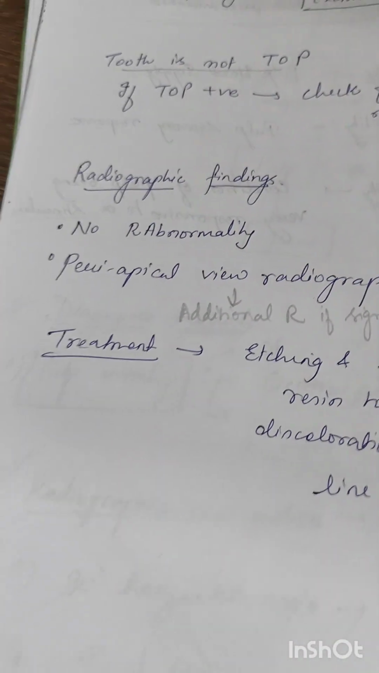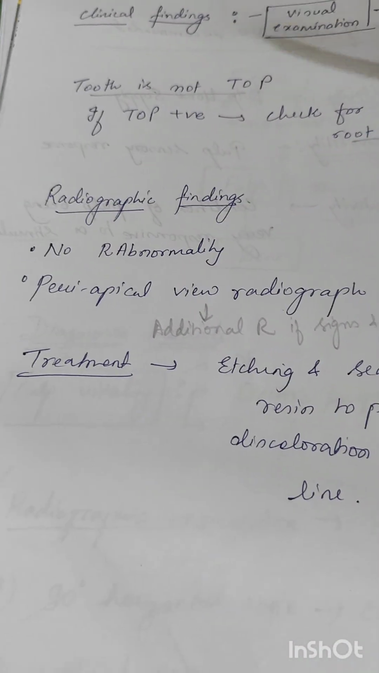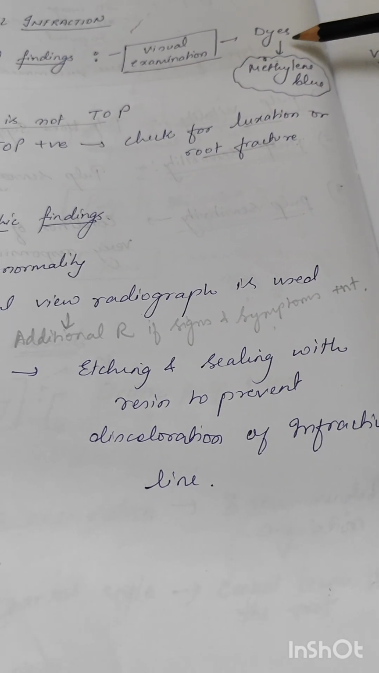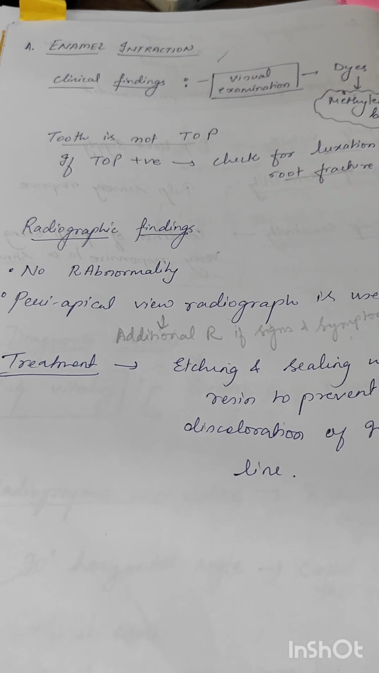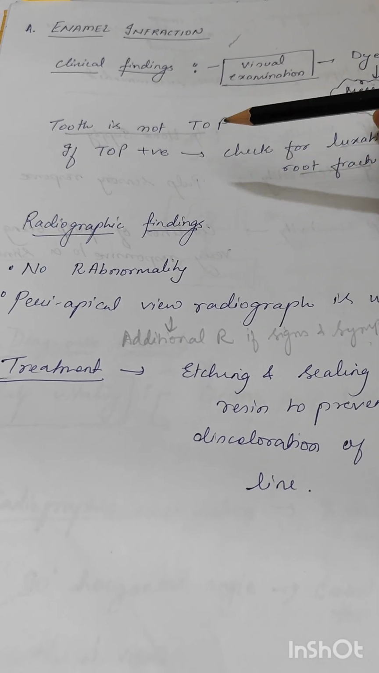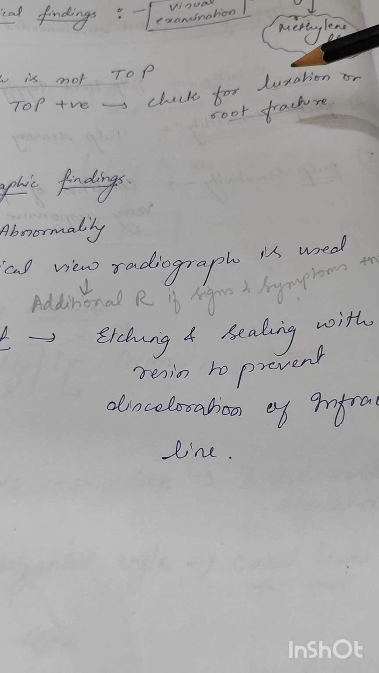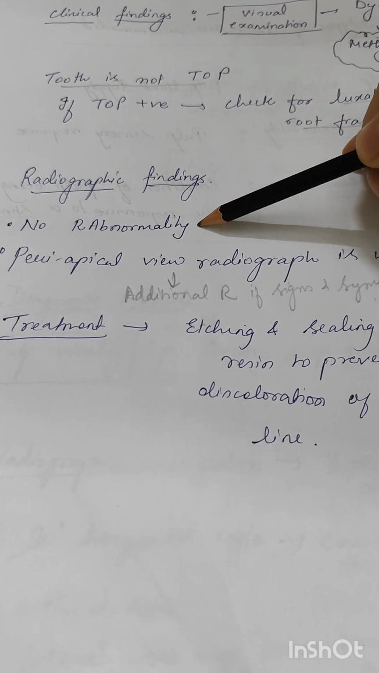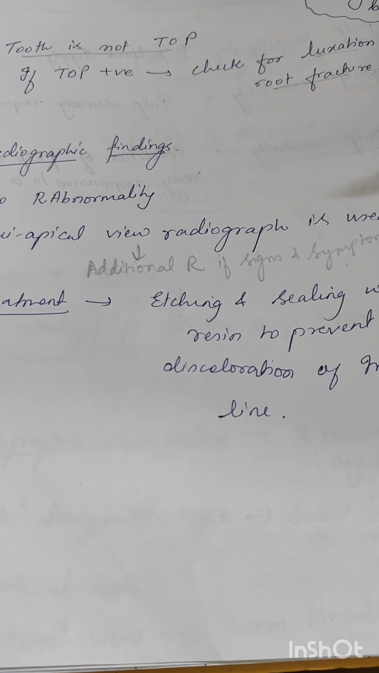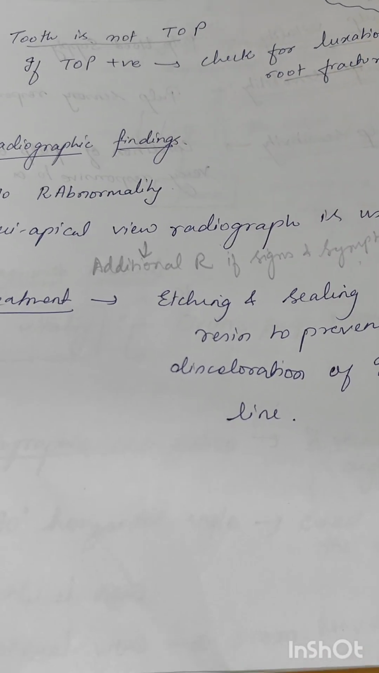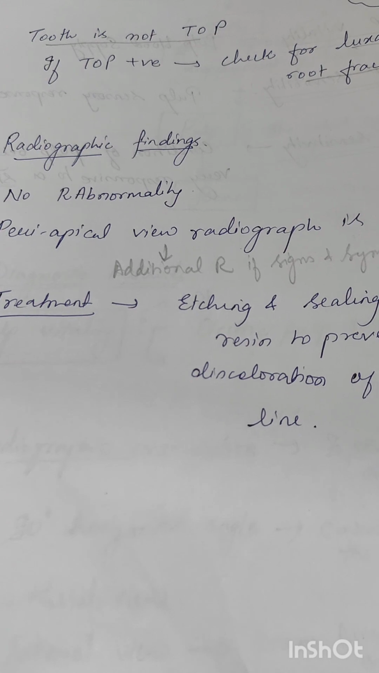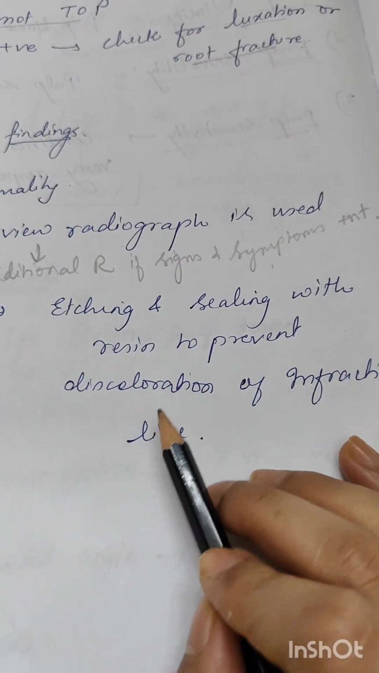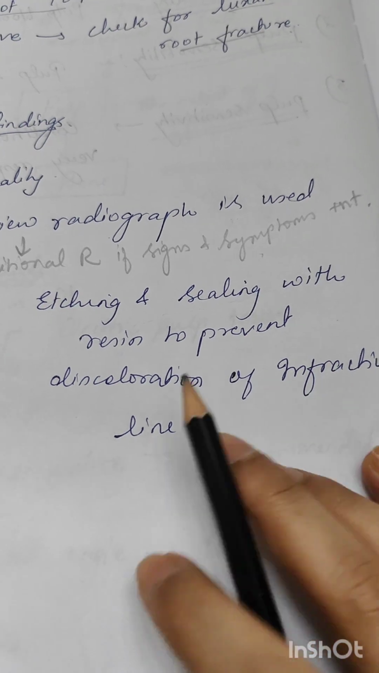Okay, once again, enamel infraction. Clinical findings: visual examination can be done with dyes like methylene blue. Usually the tooth is not tender on percussion; if it is, check for luxation or root fracture injuries. Radiographic findings: usually no radiographic abnormality. A periapical view radiograph is used and more radiographs are needed if signs and symptoms are present. Treatment: etching and sealing with the resin to prevent the discoloration of the infracted line.